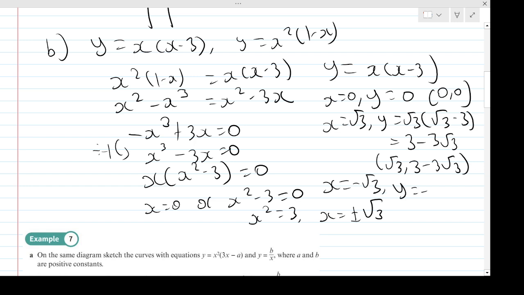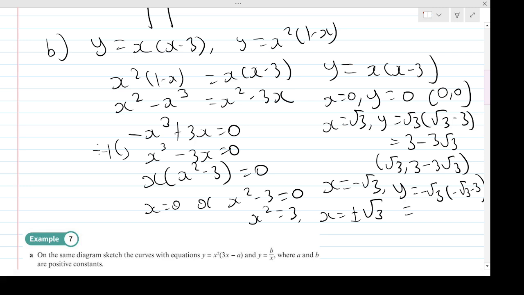Then we have x is minus root 3 for the last value. Then y would be minus root 3 of minus root 3 minus 3. Can we squeeze it in? Yes, just about. Okay, well then let's expand it.